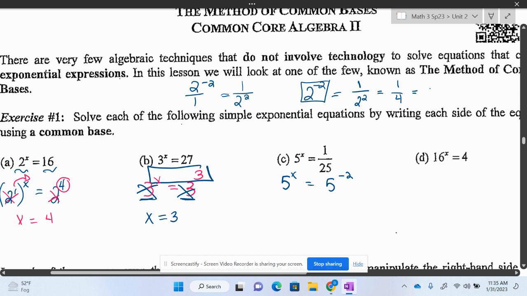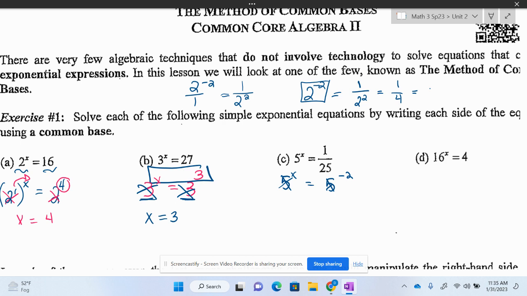So are my bases the same? Yes. So I'm going to ignore the bases and solve the exponents as an equation. X equals negative 2. And again, these first couple of examples, X is all by itself, so there's really no solving. Okay. What about number 16 or D?